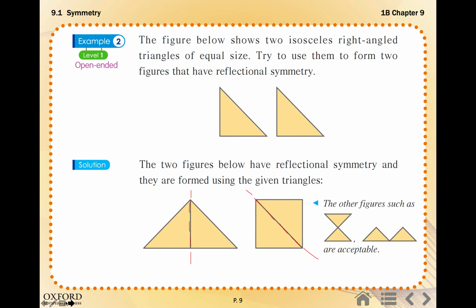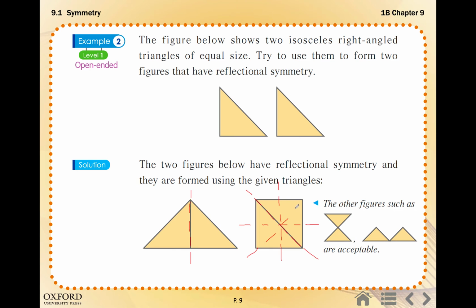Or you may say that the axis of symmetry can be another line segment. For example, some of you may say it may be this line, also the axis of symmetry, or this line, also the axis of symmetry, or this line.